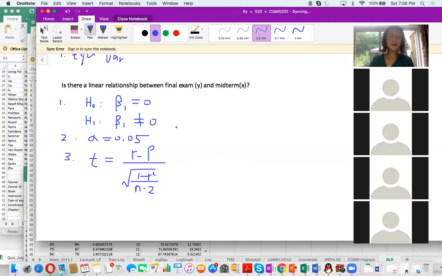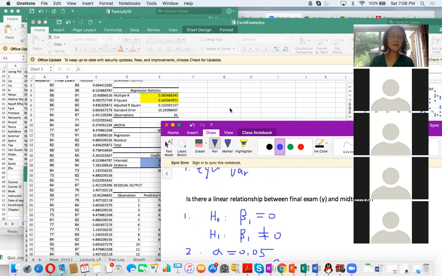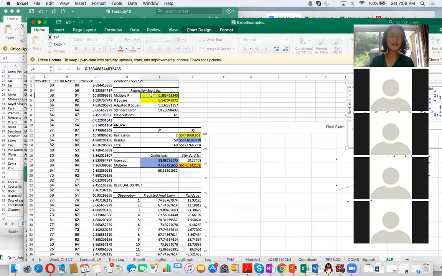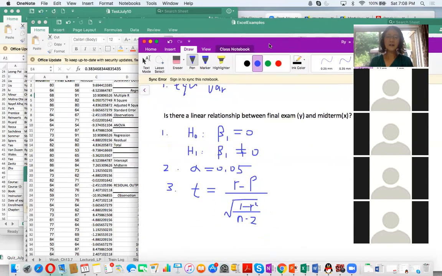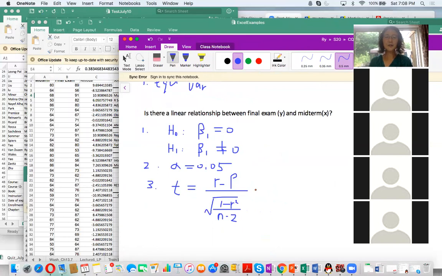Okay. And what is R? R is the multiple R you get here. This is R, 0.383, that is R, okay? And rho is the linear coefficient for the population, usually it is 0.